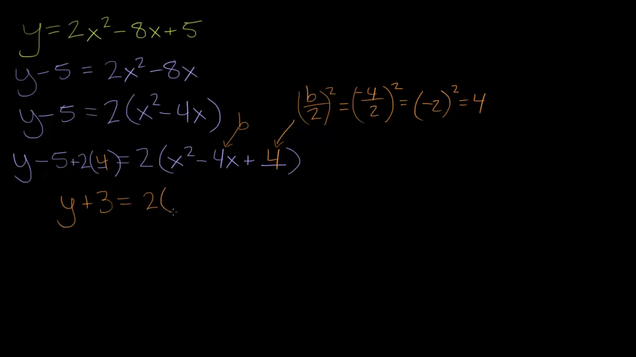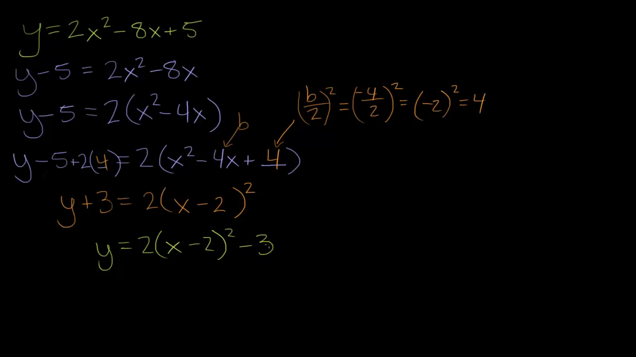And over here, we can even factor that as our perfect square now. So remember, it's that half of b before we squared it. In this case, negative 2, so x minus 2 squared. And our very last step is just to move the 3 back over, and this will be in vertex form. So y equals 2 times x minus 2 squared minus 3.